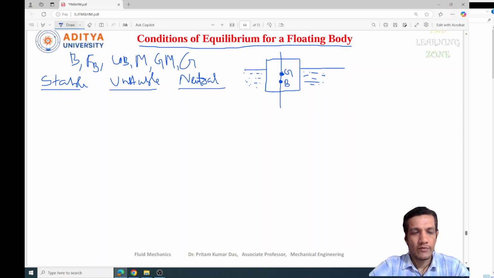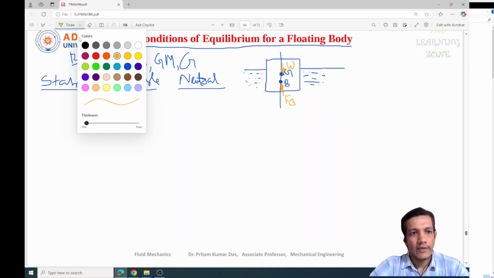We have already discussed previously that at the center of gravity, the total weight of this body exists, and that weight acts vertically downward. Similarly, at this B point, the center of buoyancy, our force of buoyancy, or buoyancy force, acts upward. These things we have already discussed previously. Now the body is going to rotate from this condition.